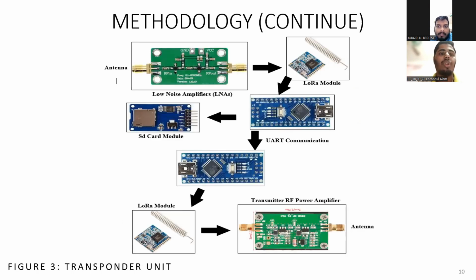Here we see the block diagram of our transponder unit, where in the receiving part, a LoRa module is connected to the microcontroller, which works as a receiver, and a low noise amplifier along with the SD card module are connected to this microcontroller. And in the transmitting part, another LoRa module is connected to the microcontroller, working as a transmitter, and an RF power amplifier is connected to this microcontroller too. Lastly, both microcontrollers are connected to each other through UART communication.